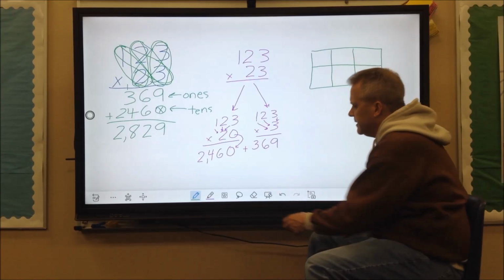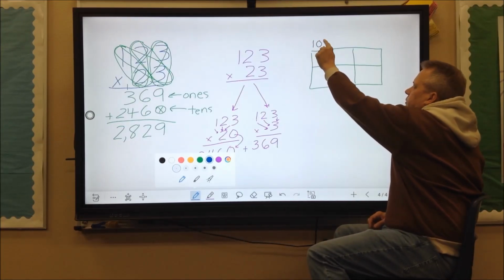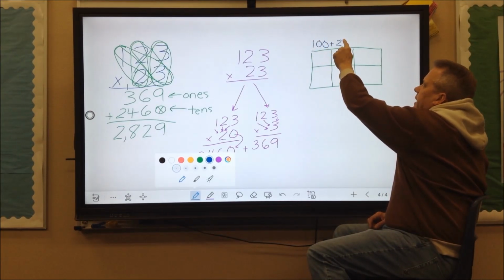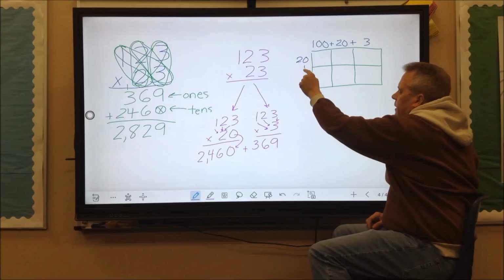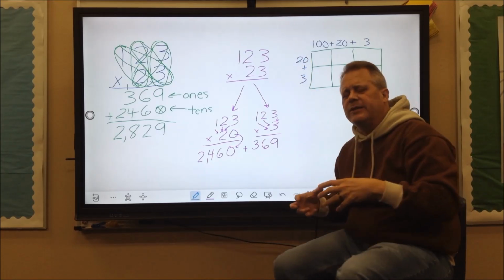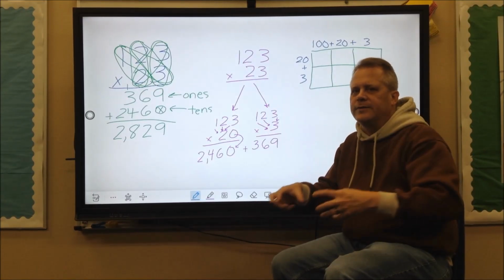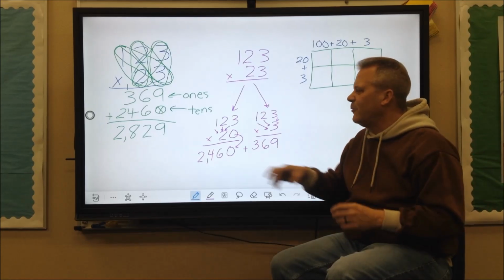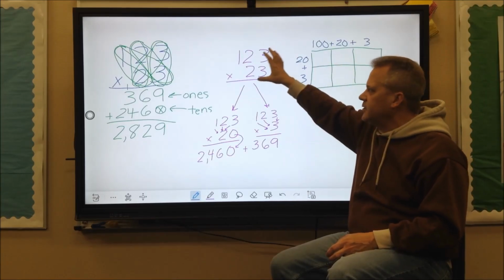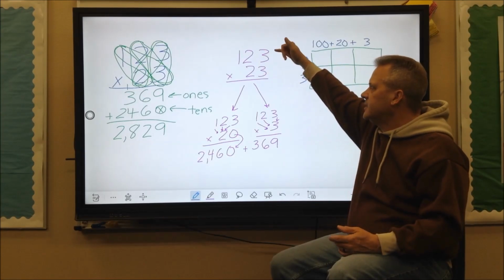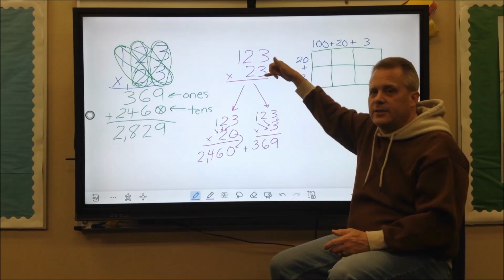So what I'm going to do is I'm going to take my first value. I'm going to break all of it apart. So I'm going to go 100 plus 20 plus 3. I'm going to take my second value, 20 plus 3. What I'm doing this time is I am separating the hundreds from the tens from the ones. I'm separating the tens from the ones. This method might be a little bit longer, especially if you have bigger numbers. So let's just pretend I have 3 digits on the top, 3 digits on the bottom.